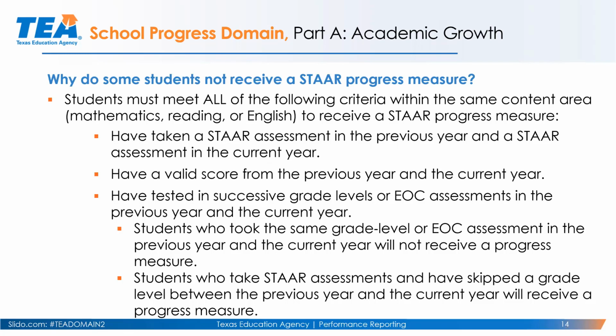The student must have tested in successive grade levels or EOC assessments in the previous year and the current year to get a STAAR progress measure. Now, students who took the same grade level or EOC assessment in the previous year and the current year will not receive a progress measure. For example, a student who was in grade 4 in 2018 and also in grade 4 in 2019 would not get a STAAR progress measure. However, students who take STAAR assessments and have skipped a grade level between the previous year and the current year, like a grade 5 student advancing to grade 7, will receive a STAAR progress measure.